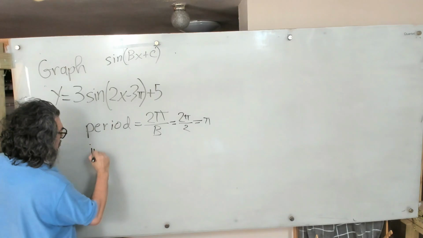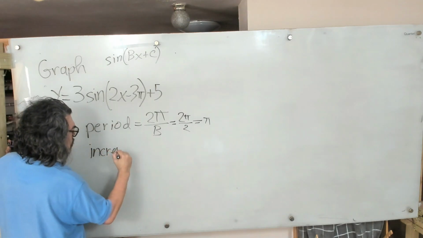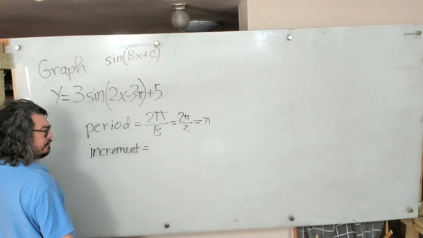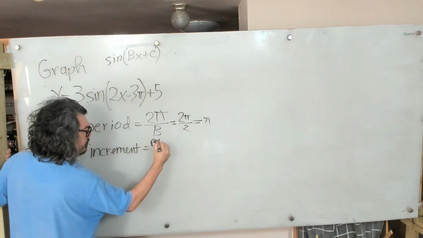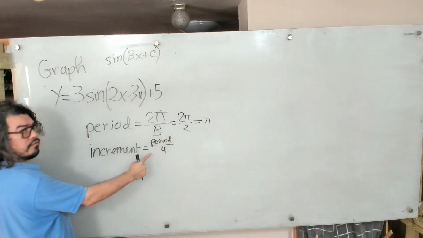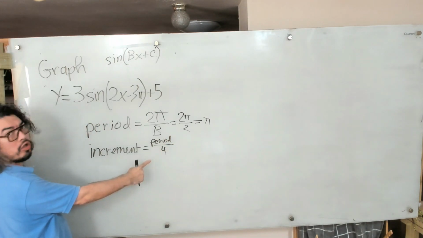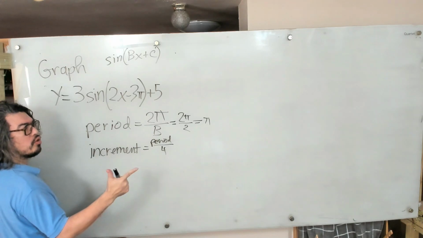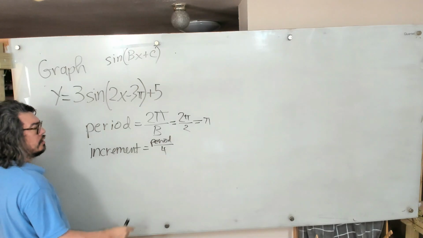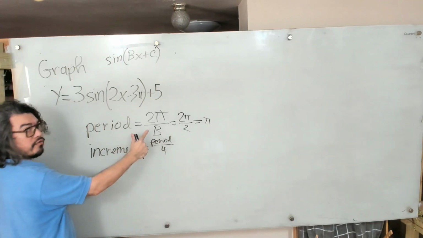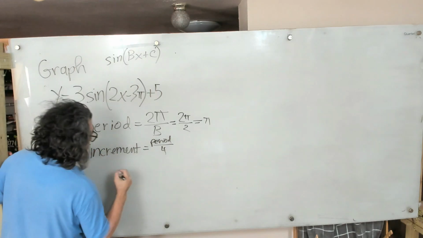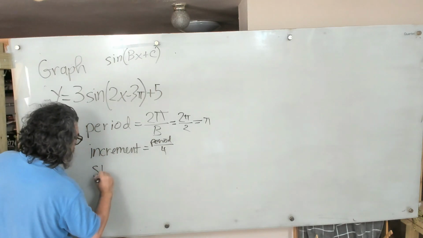We now need to find the increment. The increment will always be the period over 4. Now, this formula for the increment holds for all trigonometric functions: sine, cosine, tangent, secant, cosecant, cotangent. But the period formula only works for the sine, the cosine, the secant, and the cosecant. Anyway, now for the starting point.